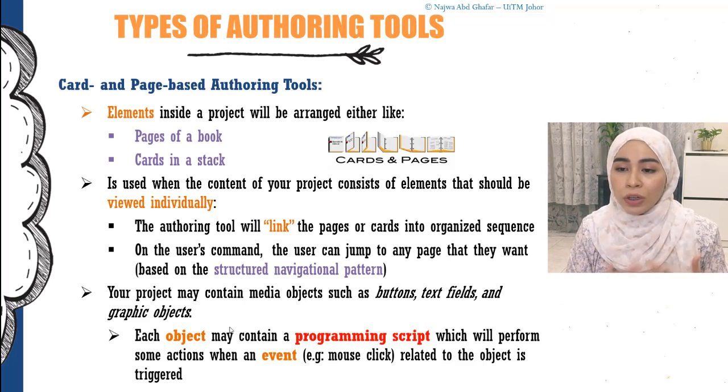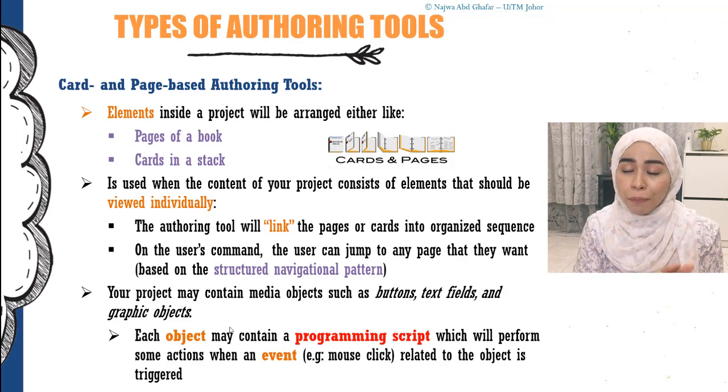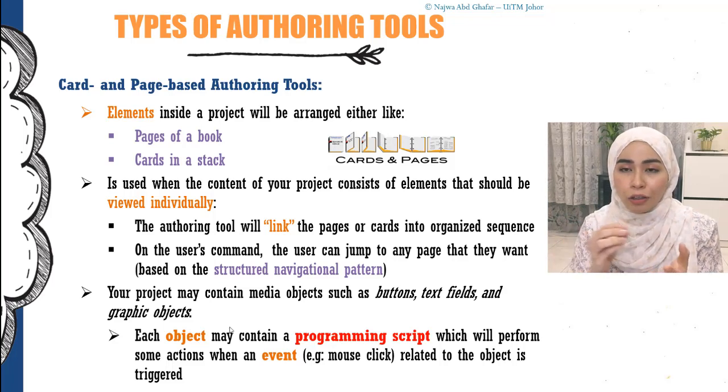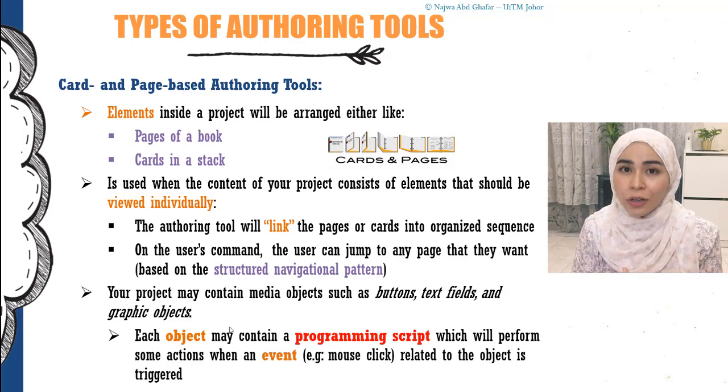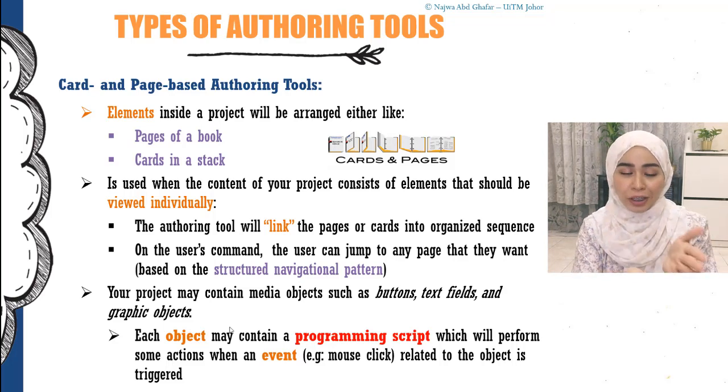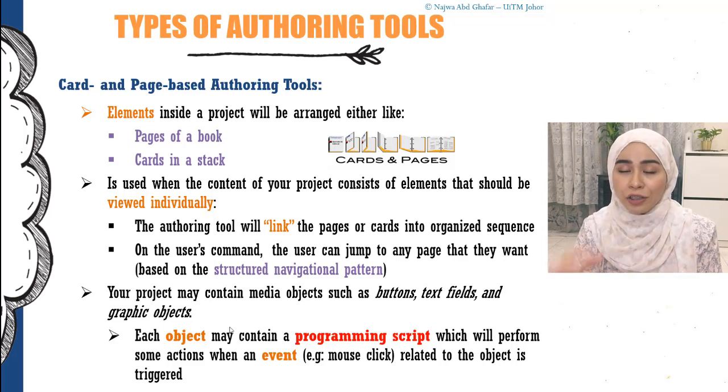When we talk about card and page-based authoring tools, the elements inside that project will be arranged in either pages of a book or cards in a stack. Just imagine that your project has lots of pages in there. Imagine you're creating an application, and inside there you have lots of pages that you can go through. If you want the elements inside the project to be viewed like a book, meaning you want to click next, next, next, as you flip through the pages of a book, then imagine that is card and page-based authoring tools.